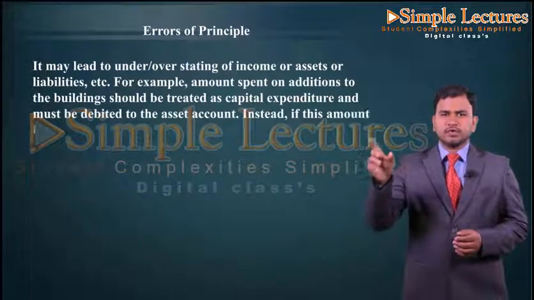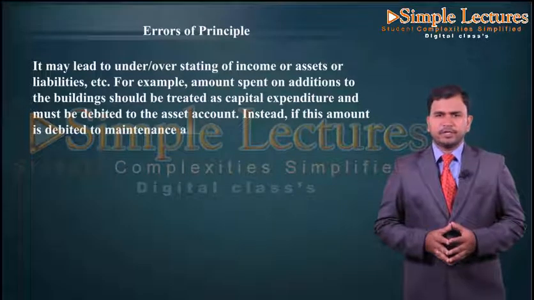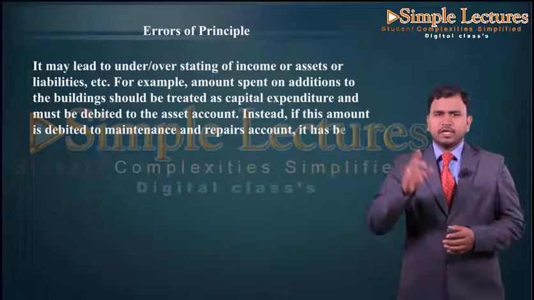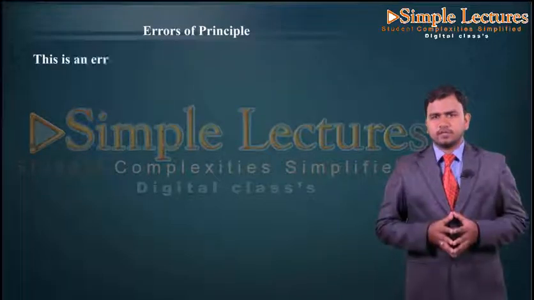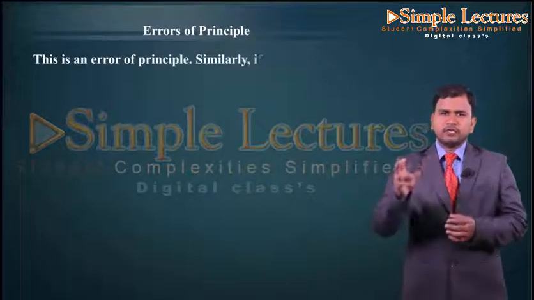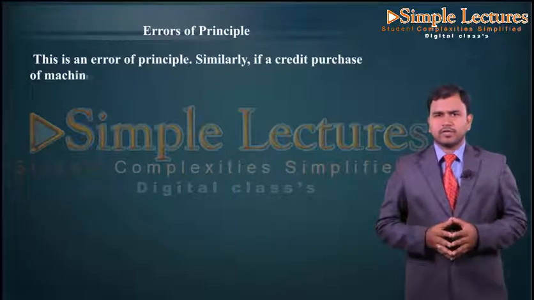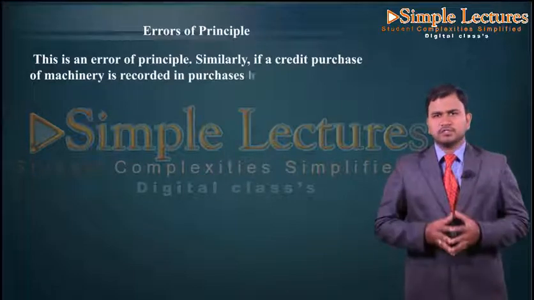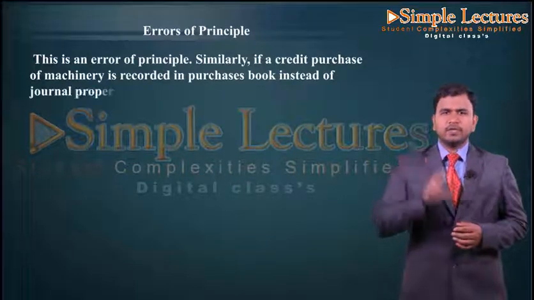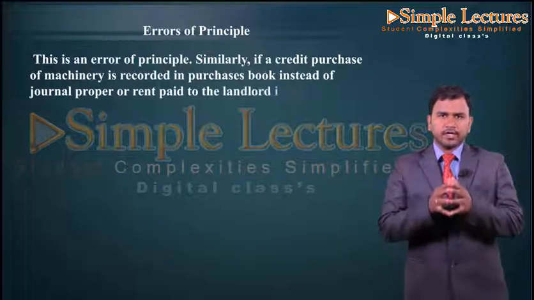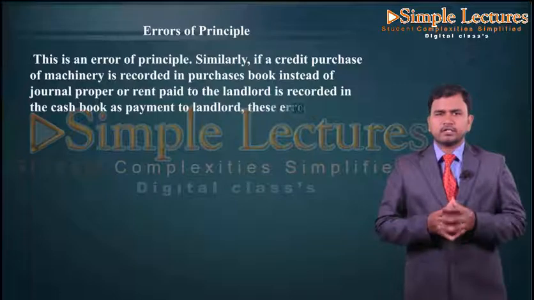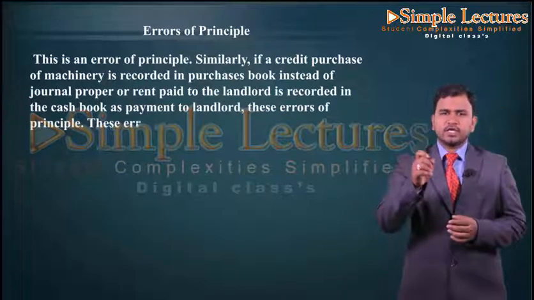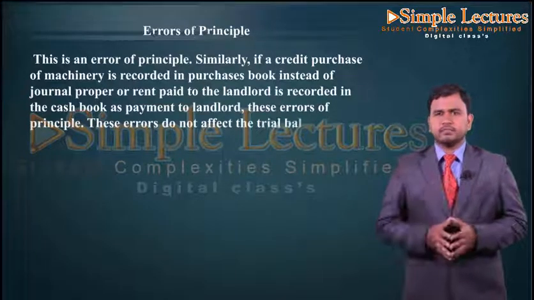Instead, if this amount is debited to maintenance and repairs account, it has been treated as a revenue expense. This is an error of principle. Similarly, if a credit purchase of machinery is recorded in the purchase book instead of the journal proper, or rent paid to the landlord is recorded in the cash book as a payment to landlord, these errors of principle do not affect the trial balance.